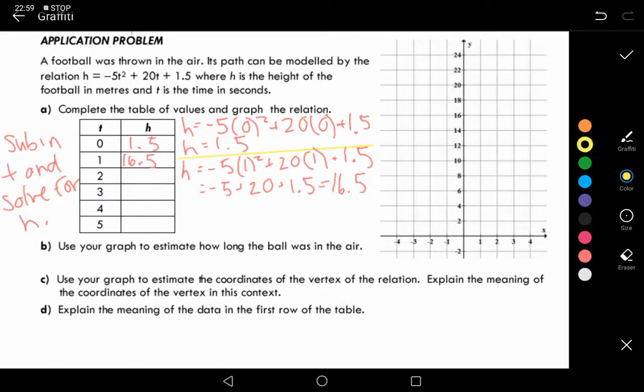All right, we'll do one more. Obviously, you would have to do them all to figure out the points, but again, I'm just showing you one more. So now we're going to find h of 2, so we replace our t's with 2's.